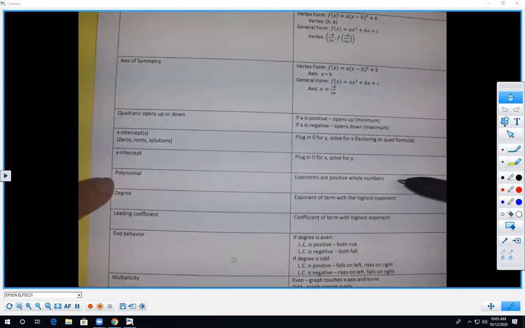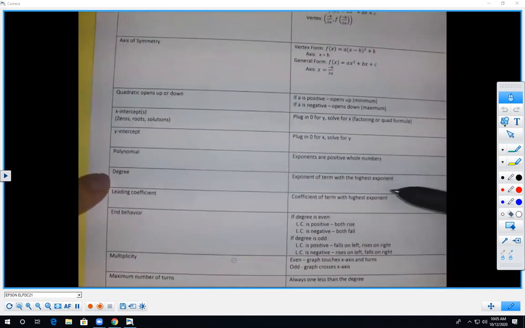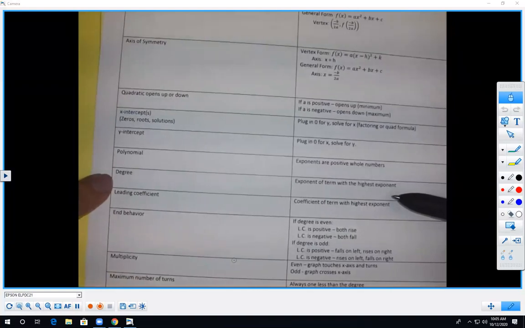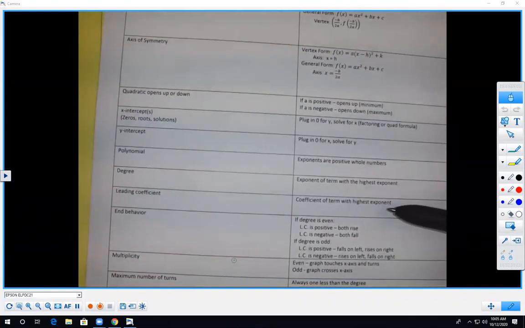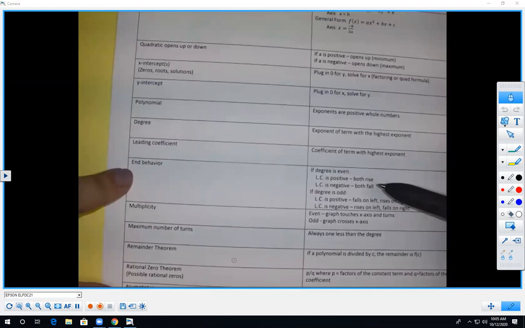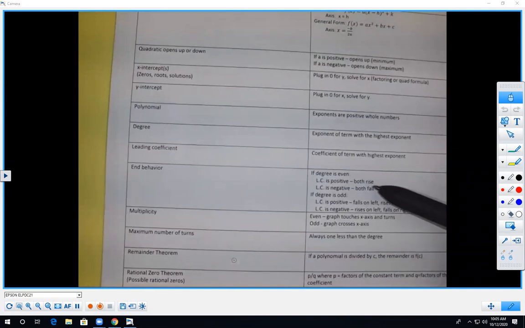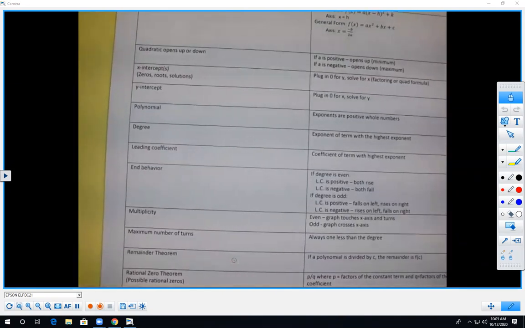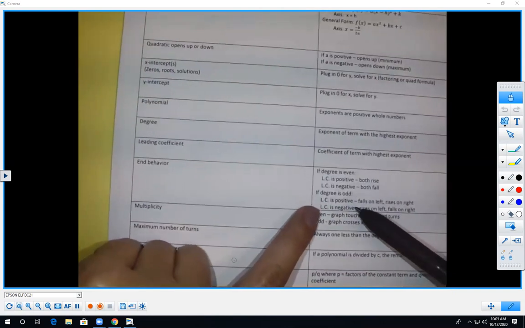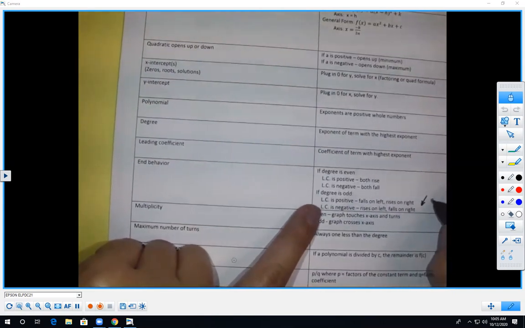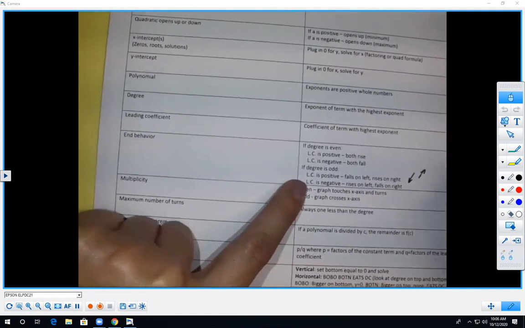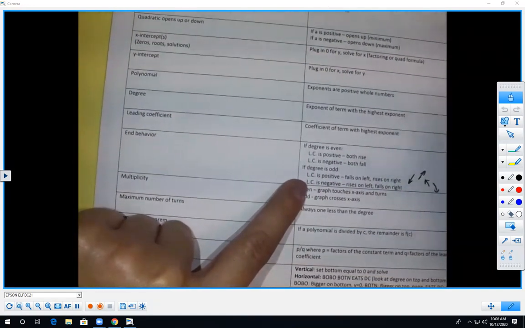A polynomial is a function with exponents that are positive whole numbers. The degree is the exponent of the term with highest exponent. So you're looking for the highest exponent in your equation, and that's the degree of the equation. Your leading coefficient is the coefficient in front of the highest degree term. In end behavior, if your degree is even and your leading coefficient is positive, they both go up. If your degree is even and your leading coefficient is negative, they both go down. If your degree is odd, they're going to go opposite directions. If it's positive, it falls on the left, rises on the right. If your leading coefficient is negative, it rises on the left and falls on the right.